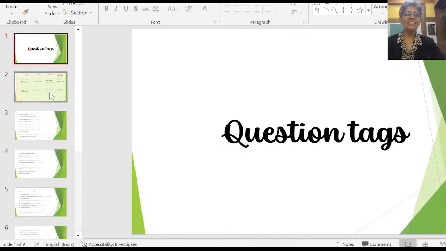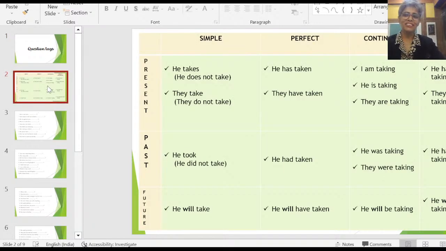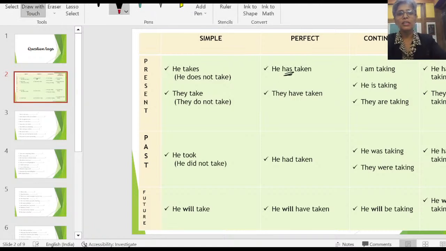So I'm back again with this table to remind you about the different tenses that we have. We have these four different kinds of tenses: simple, perfect, continuous, and perfect continuous. And we have the present, past, and future as well. So always remember, whenever we want to make a question tag, we have to take the helping verb. In this case, we have has as a helping verb. So we will take has before he, before the subject, and we will say, has he? He has taken breakfast, has he?